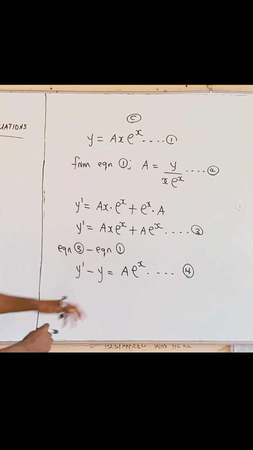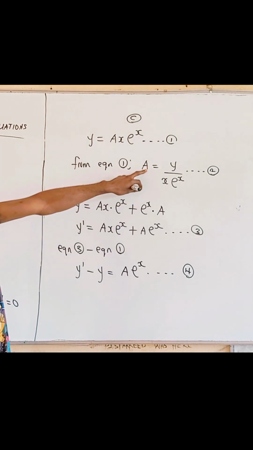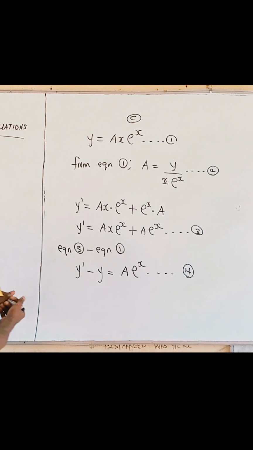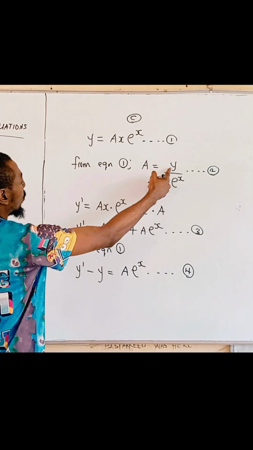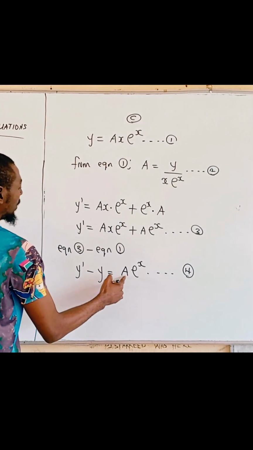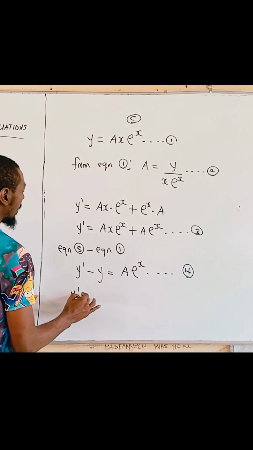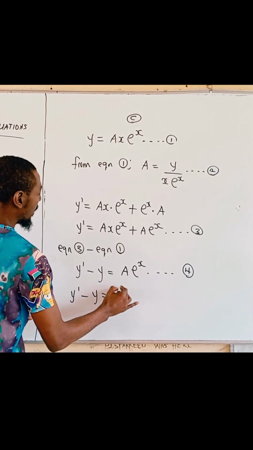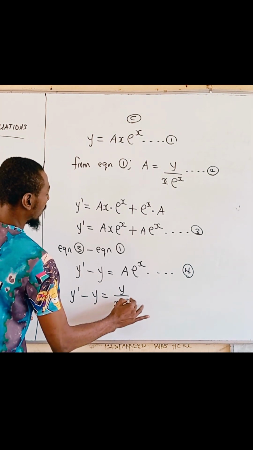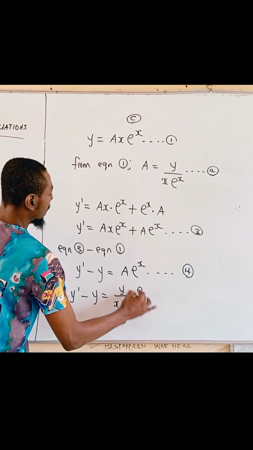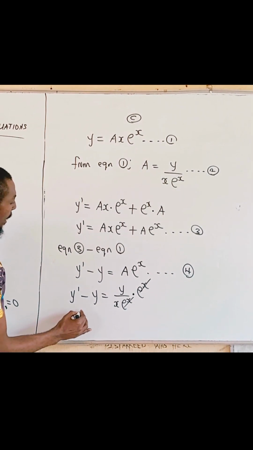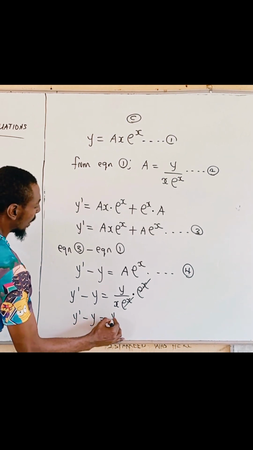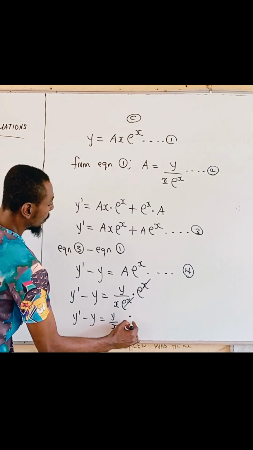Okay, we can now substitute the value of a in equation 4. That's equation 2. Substitute equation 2 in equation 4, because a is y over x exponential x. We now have y prime minus y is equal to a. And what is a? y over x exponential x. That's the value of a. Then times exponential x. In this case, exponential x will cancel out exponential x, so that we have y prime minus y is equal to y over x.